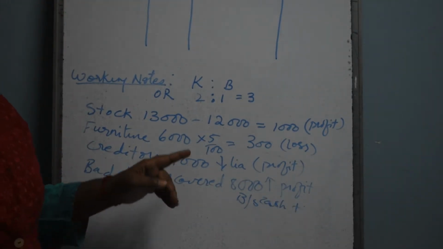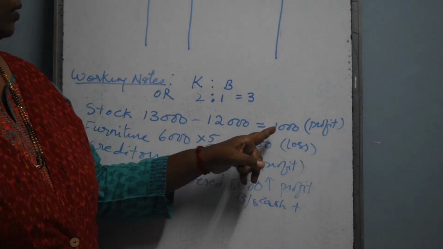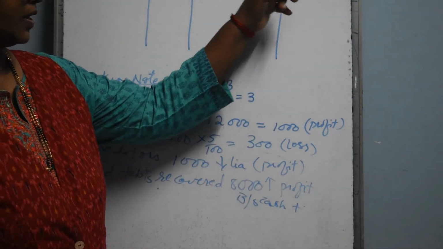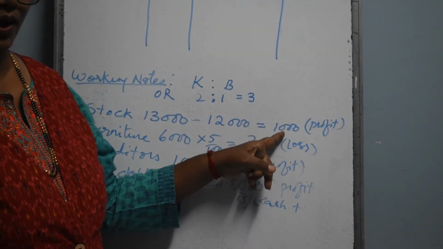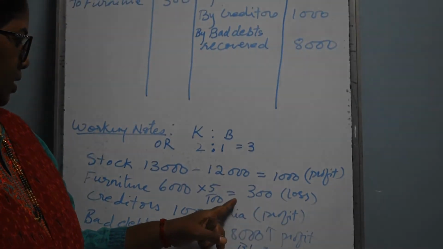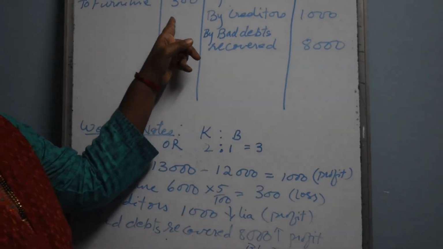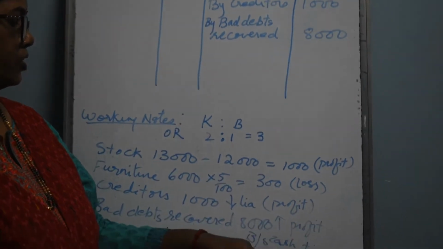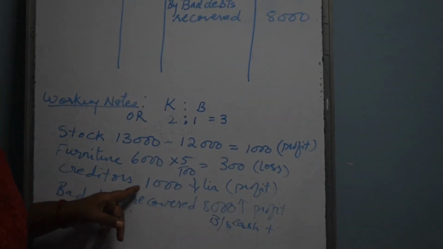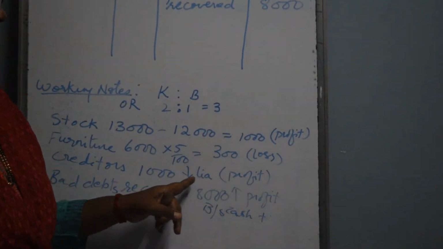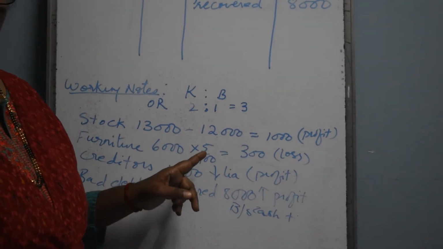Okay. So just see this stock, that is profit, we have written on the credit side, and in the balance sheet we are going to add it as appreciation. And furniture we have shown loss, so you have to minus it in the balance sheet as depreciation. Creditors, this 1,000 is no more a liability, we have to write it off.